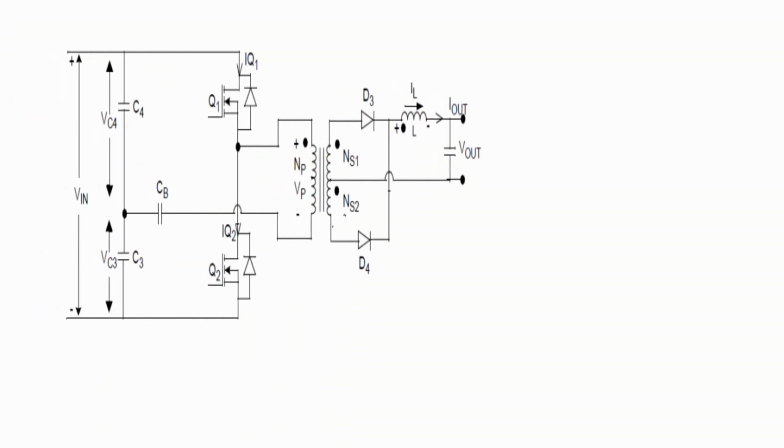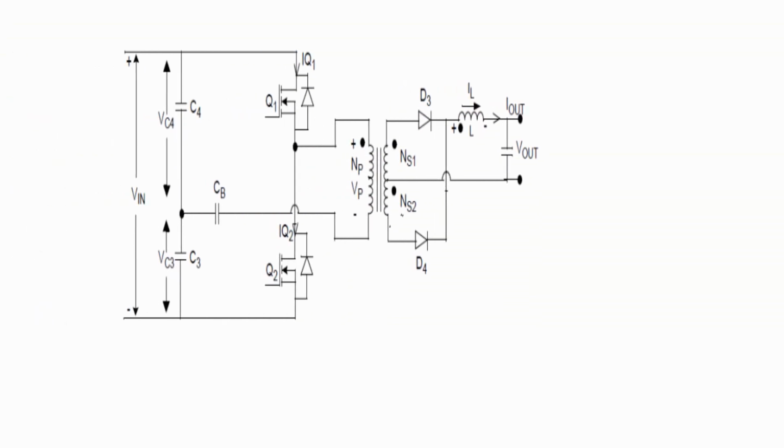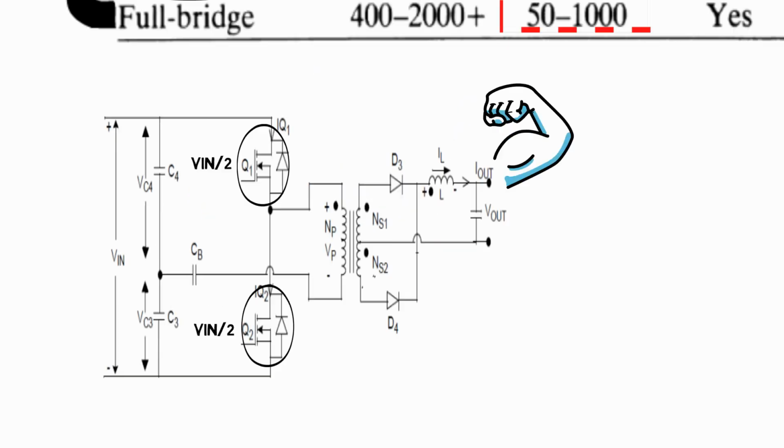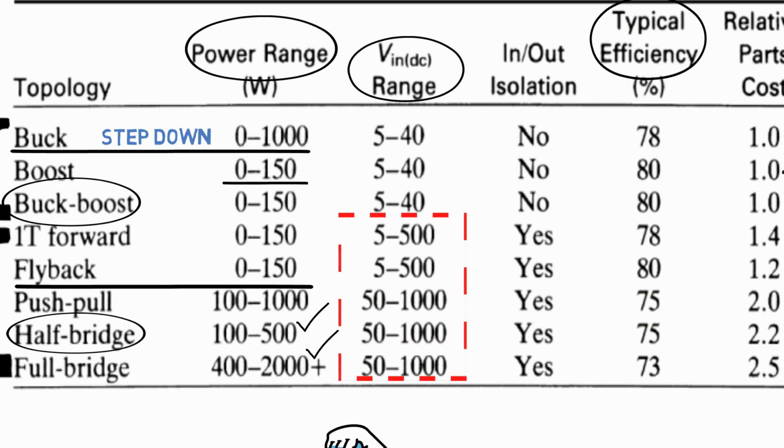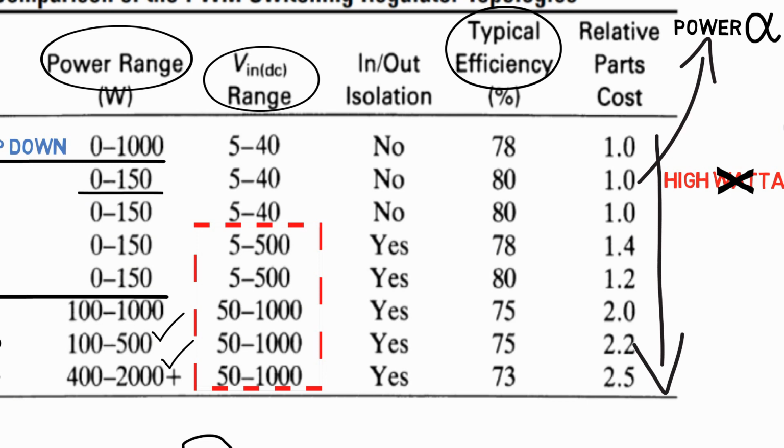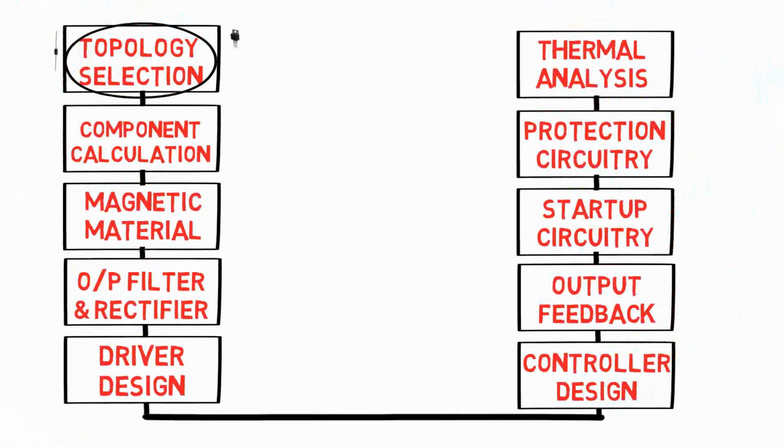If you see the topology, there are two transistors in series which act as active switches, and they place half of the input voltage across the primary winding of the transformer and transistor. Hence, it can handle fairly high peak currents. For above 500 watts, full bridge topology is used. But one thing to keep in mind, as we deal with high power, component cost also increases.